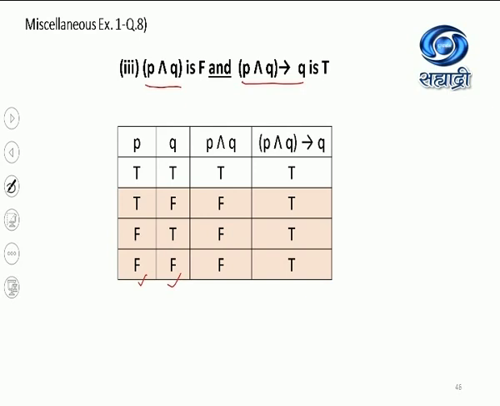Values of P are TTFF, values of Q are TFTF. For P and Q, the hint I am using here is only T and T is T. So only the first row will be T. All other values in this column of P and Q will be F, F, F. Now P and Q implies Q.